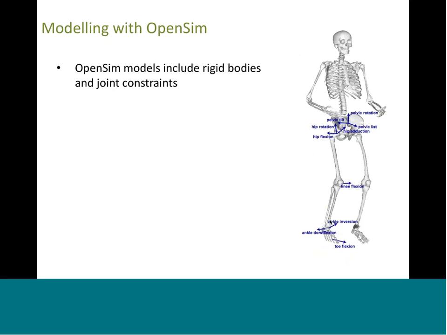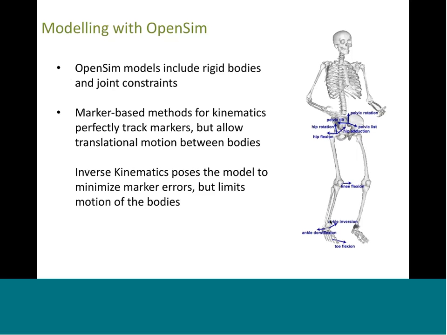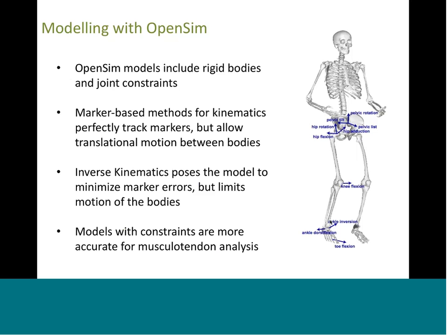Although marker-based methods for kinematics perfectly track markers, they allow translational motion between bodies, which is problematic and often undetected. The OpenSim Inverse Kinematics tool solves for joint angles differently by posing the model to minimize marker error and limits the motion of the bodies. And finally, models with constraints are more accurate for musculotendon analysis.